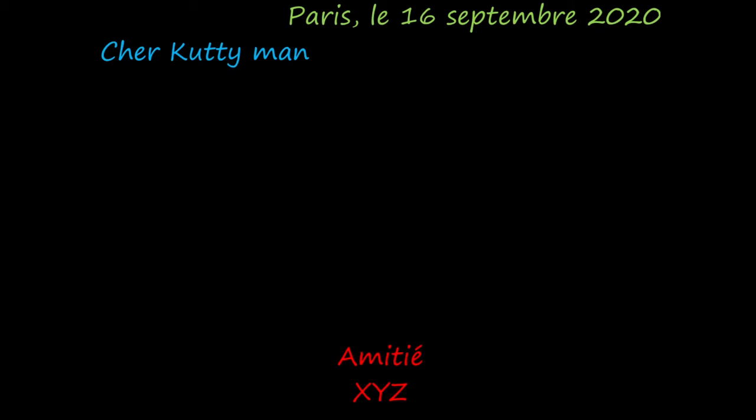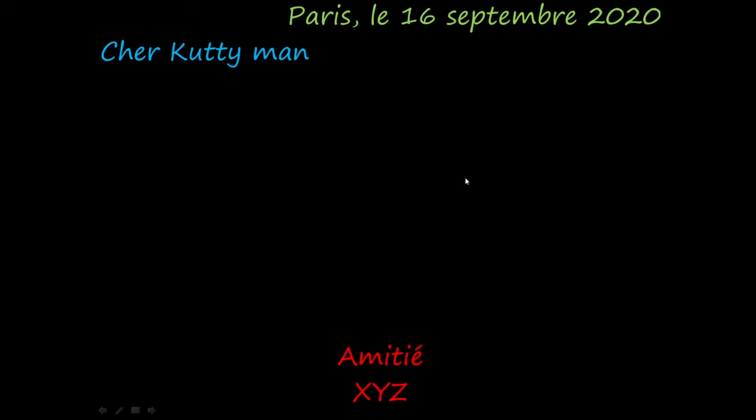Don't forget, the top right will start with the place and the date. The date should be complete. The month should be in words, and there is no short form for the months in French. In English we might write Sept, and it's understood that it's September, but in French we don't do that. We write it completely. Then on the left side, we write Cher, which means dear. So, dear Kutiman, and then we start the message.